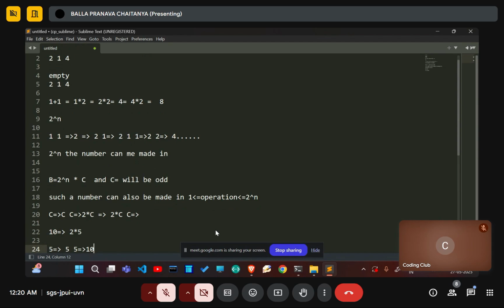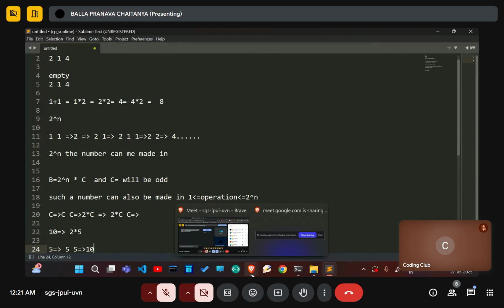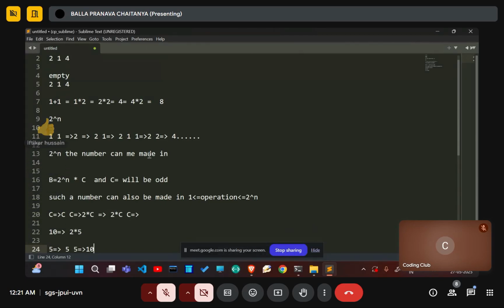Now we can generalize this fact, right? It will take 2 to the power n. Instead of 1, we are pushing 5. That's it, c. Okay, is this clear? You can do it yourself. Yeah, this is the fact. This number will also take 2 to the power n operations at maximum to make it.